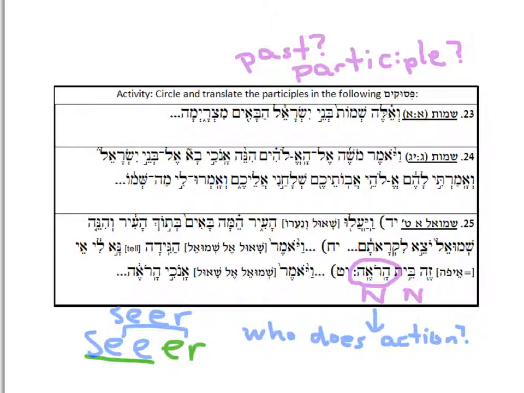Vayomer Shmuel el Shaul. So Shmuel said to Shaul, Samuel said to Saul, Anochi Haro'eh. I am the seer. Here we have a participle that's functioning as a noun. I have my hey prefix, right? I do not have a definite noun that comes before it, which tells me that I have a noun. Okay? So now let's look at two more examples in the psukim.